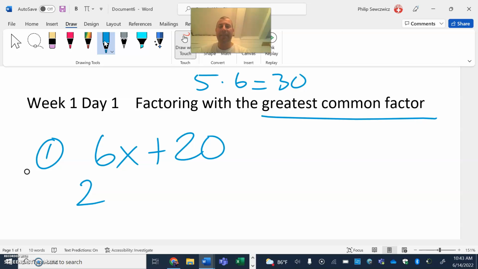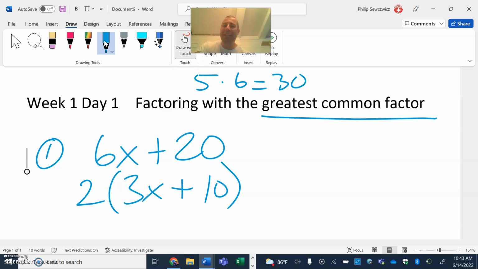So if I take 6 and divide it by 2, we get a 3, so it's a 3x. I take a 20 divided by 2, and I get a 10. And we're done. Now, how do I know I'm done? Well, look who's inside the parentheses. There's a 3, and there's a 10. There's no common factors here.